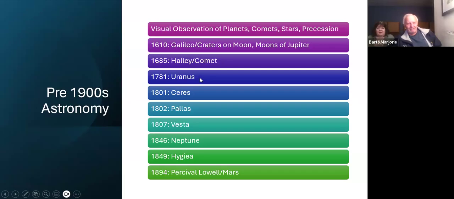Then we had, it wasn't Halley, it was somebody else who discovered Uranus. So this is the first planet that was discovered using telescopes. And then there was a whole bunch of discoveries here dealing with the asteroid belt. Ceres, Pallas, and Vesta are all large asteroids.